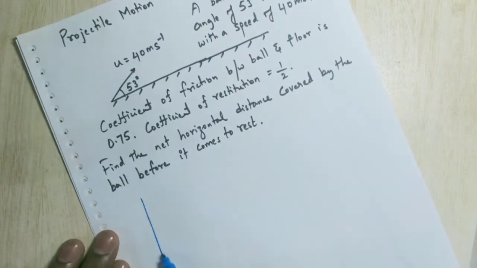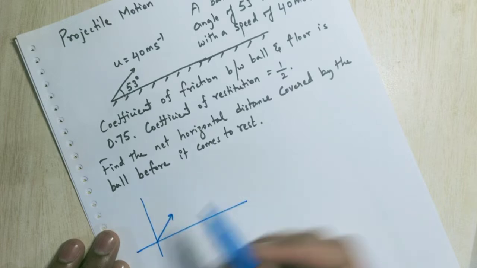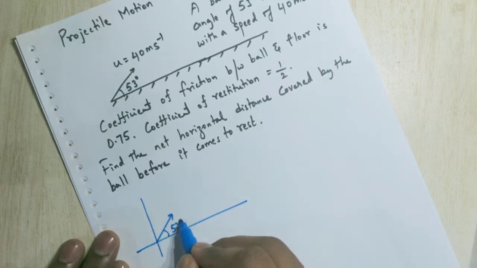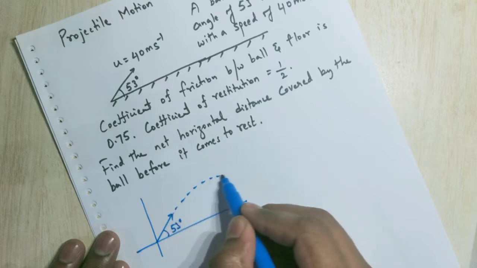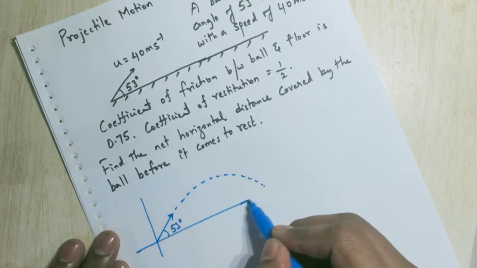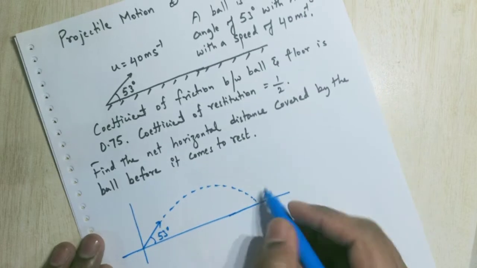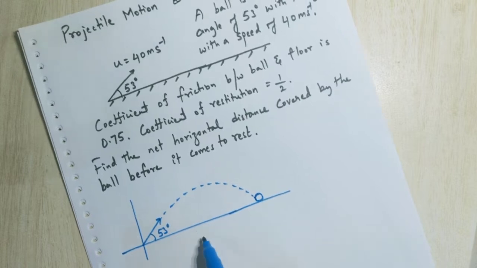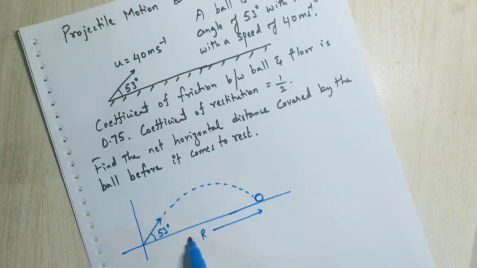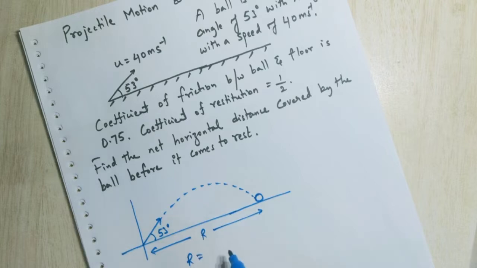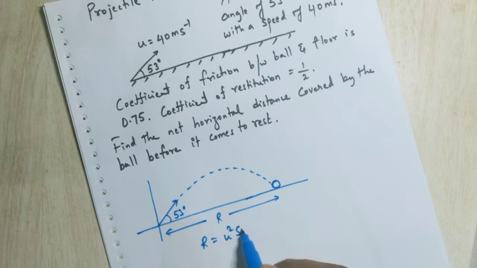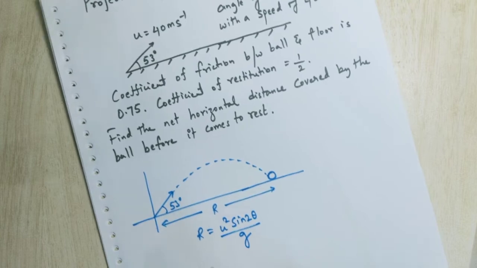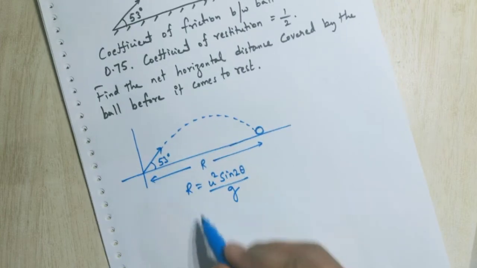So let us draw the figure. The ball is thrown with an angle of 53 degrees. So it will move in a parabolic path and finally it hits the ground at this location. Assume the ball is hitting the ground in this location. So first we can find out the range R, where directly you can substitute the formula of range, that is u square sine 2 theta divided by g. Then you can substitute the values.